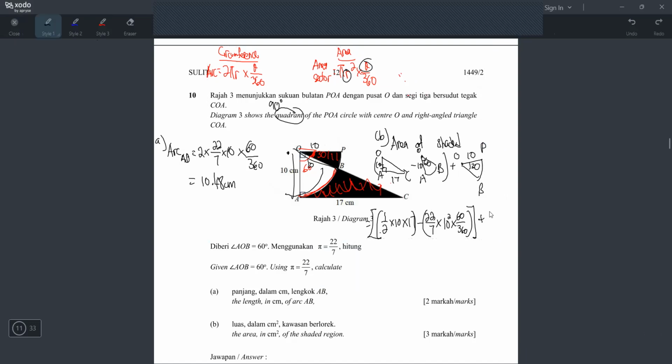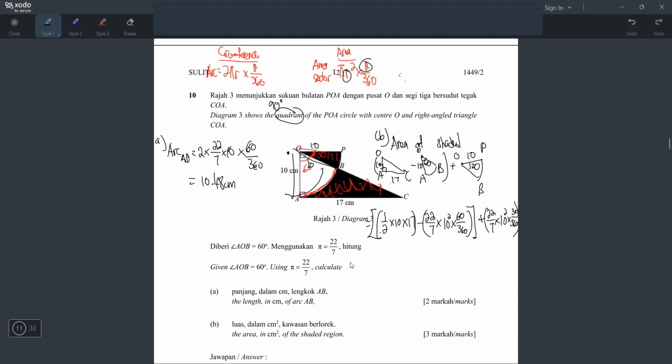This area of sector. Area of sector formula, same. Use this formula again. So pi r square times angle over 360. Pi is 22/7, they already said. So bracket 22/7 times r square. R square is 10 square lah. And then times 30 over 360. And then close bracket.